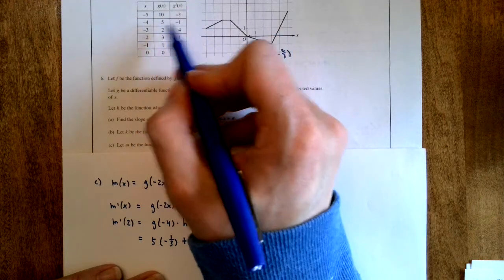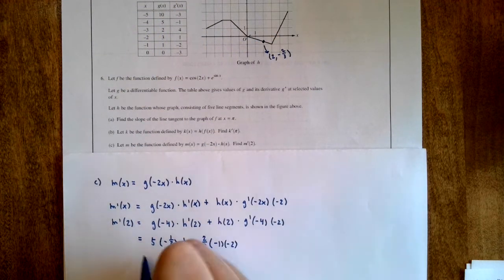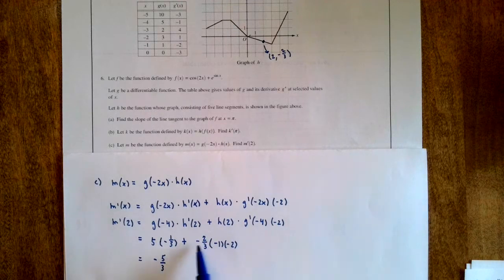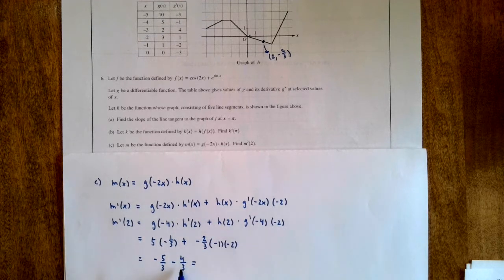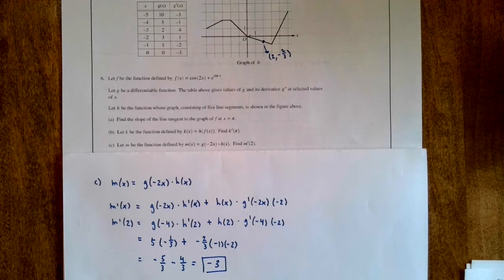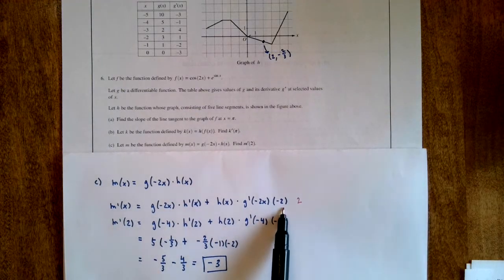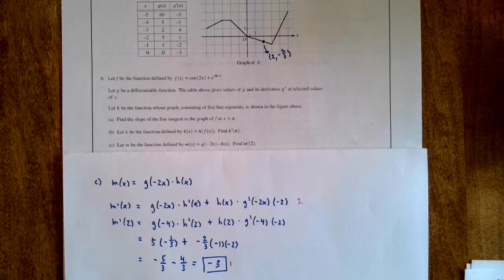G prime of negative 4 is negative 1, and then I've got my negative 2. So if we simplify, we get negative 5/3, this is going to be minus 4/3. If I simplify, I get negative 9/3, which is just negative 3. Here it was 2 points for the derivative, so demonstrating that you know what the product rule is, and then 1 point for the answer.